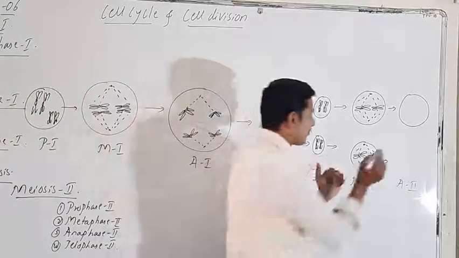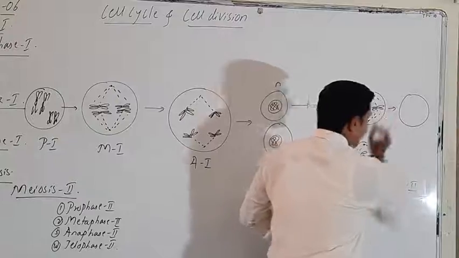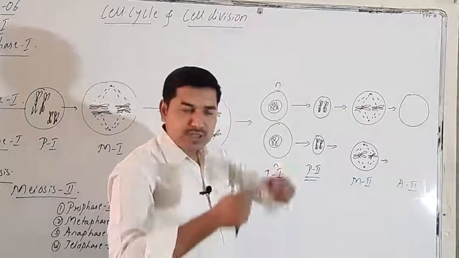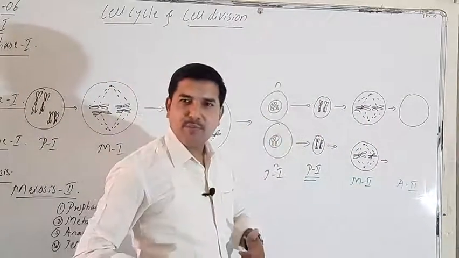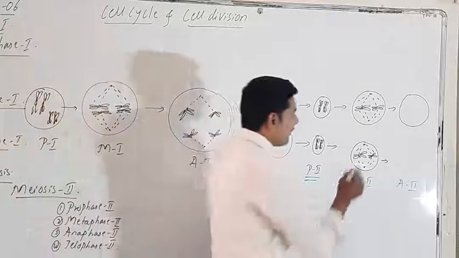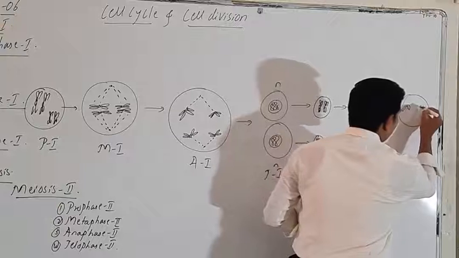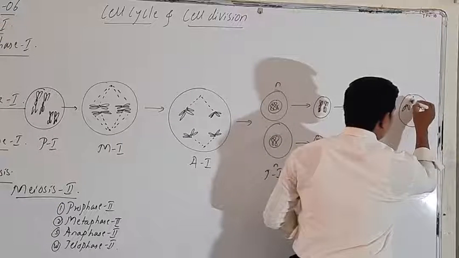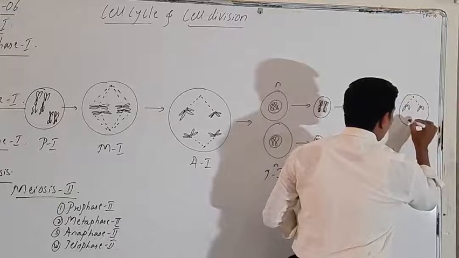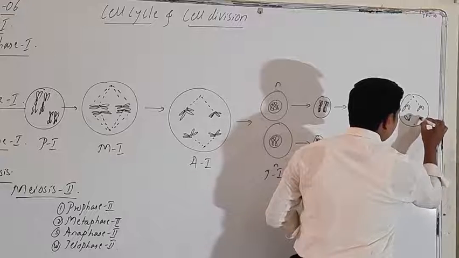The centromere will split because the spindle fibers will pull towards the opposite poles. That's why the chromosomes start moving towards opposite poles. Now look at this point. Now look at this structure.